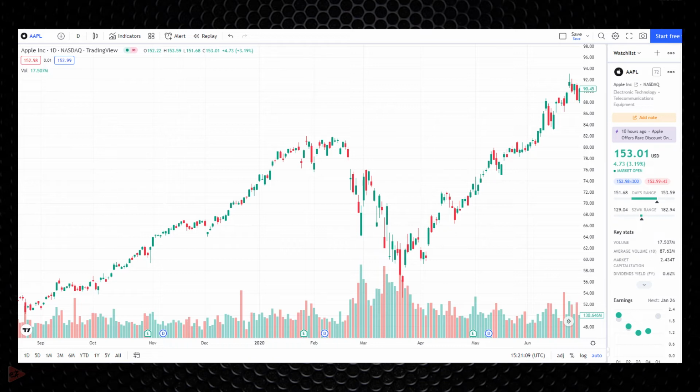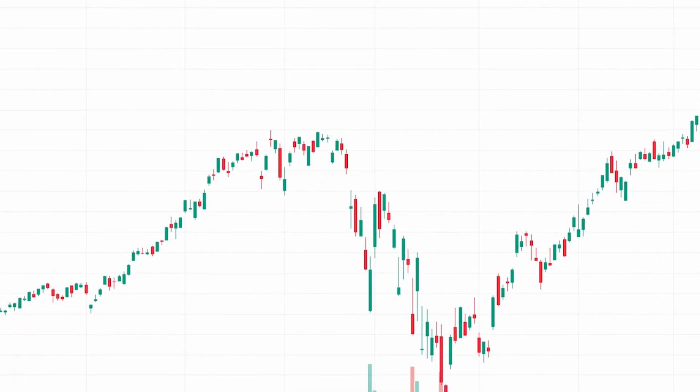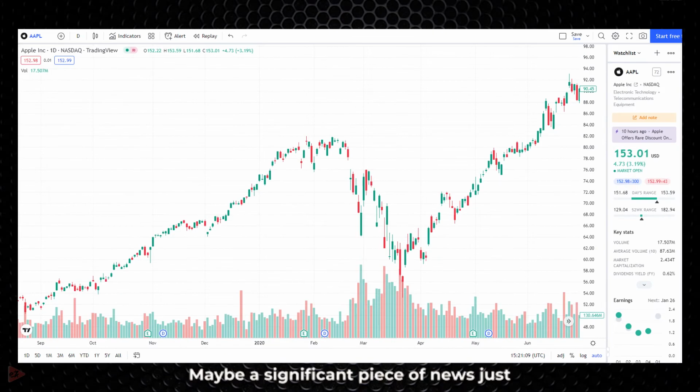With regards to downwards opening gaps, the dynamic isn't exactly the same as when it goes upwards because the odds of the gap filling when it is downwards are much less high, which is most likely a symptom of the fundamental reasons as to why the stock decided to gap down. Maybe a significant piece of news just came out indicating a more fundamental long-term change within the company.